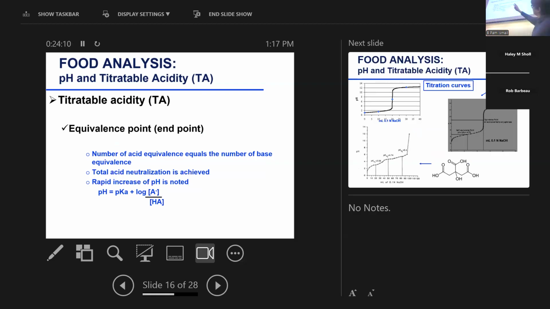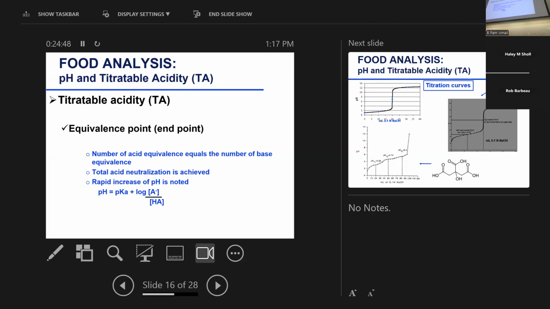So at the end of the reaction, the way we calculate is we have to remember the number of acid equivalents equals the number of base equivalents. Now, this is important in titratable acidity of organic acids. Why? Because some acids have more than one H in the reaction. It's not like HCl, where you have one H. So you have multiple H's depending on how many carboxyl groups you have. So in your equivalence equation, you have to account for the number of hydrogens that are in the reaction.